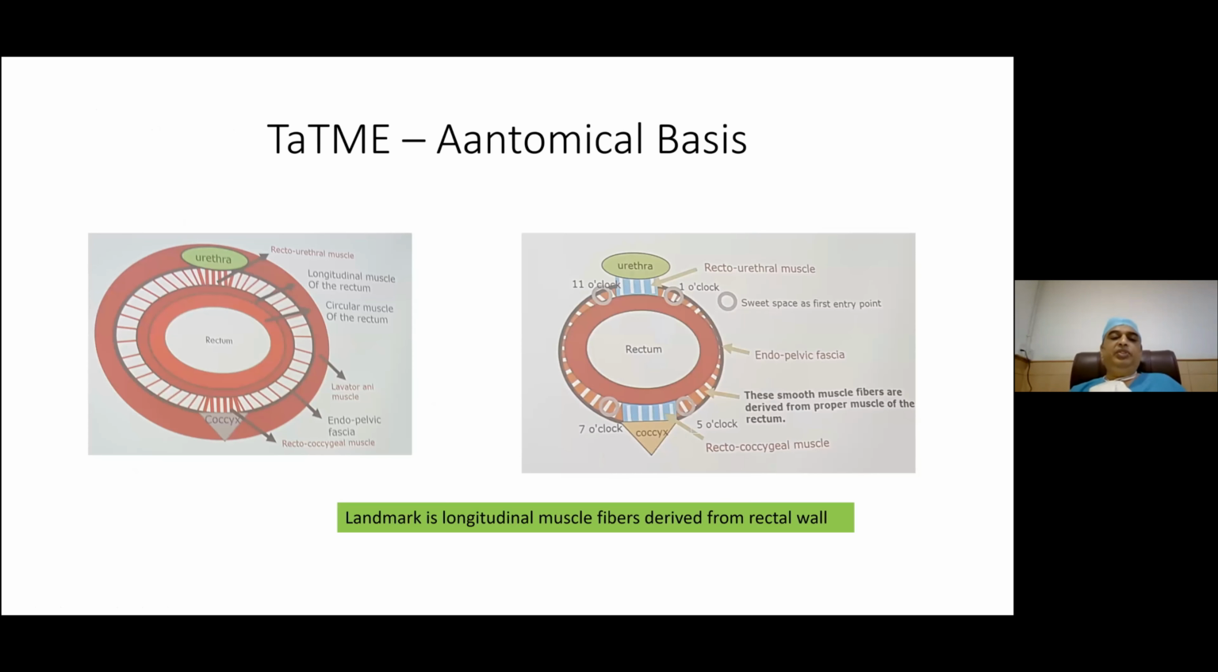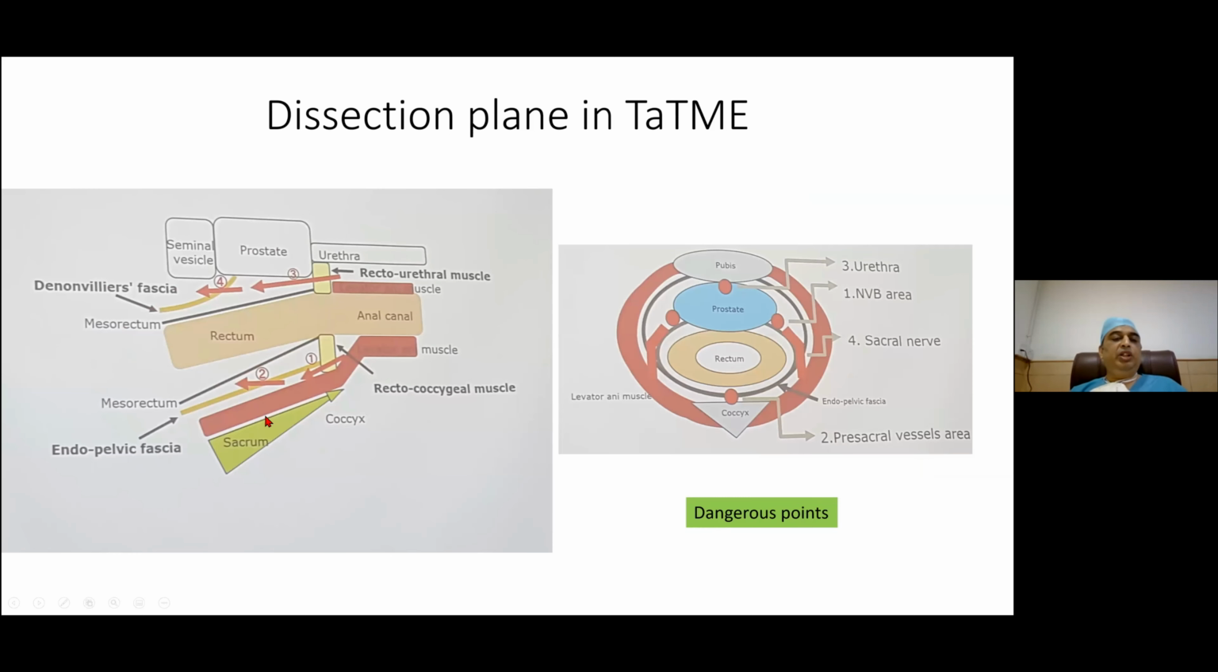The anatomical basis is always you have to go along the longitudinal muscle fibers of the rectal wall. From inside, you have to identify the rectal longitudinal fibers, and the most important critical area is 11 o'clock to 1 o'clock, where the urethra is very close. So you have to be close to the longitudinal muscle fibers of the rectum, and that is very important to avoid any injuries to the urethra. And this is usually the plane.